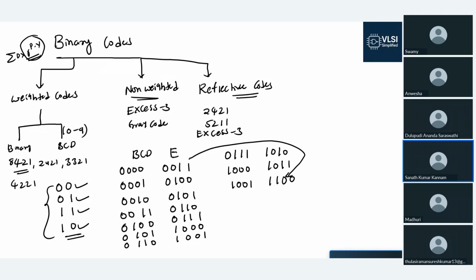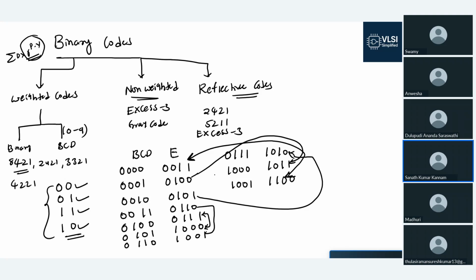Okay, so that means if you apply 1's complement to the first number, you are getting the last number. And suppose if you apply 1's complement to this number, you are getting this number, the second number. If you apply 1's complement for this one, you are getting this one. And similarly, if you apply 1's complement for this one, you are getting this one.